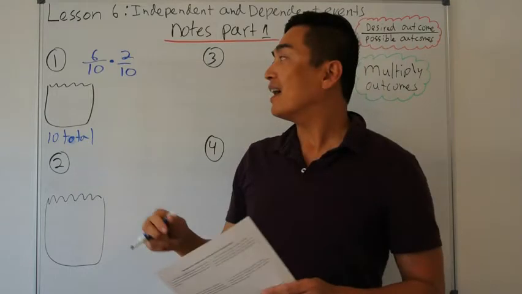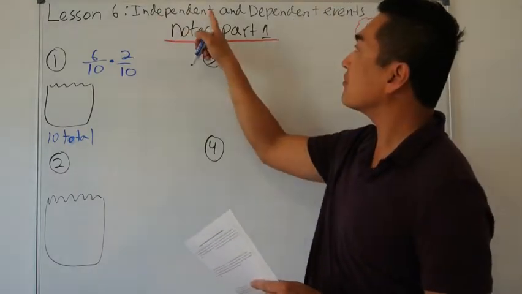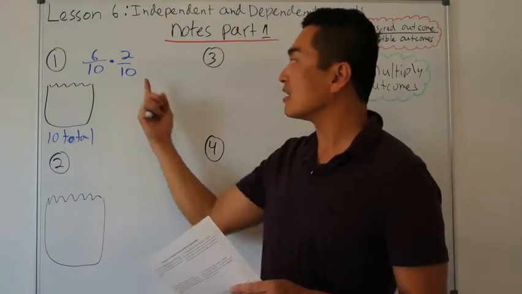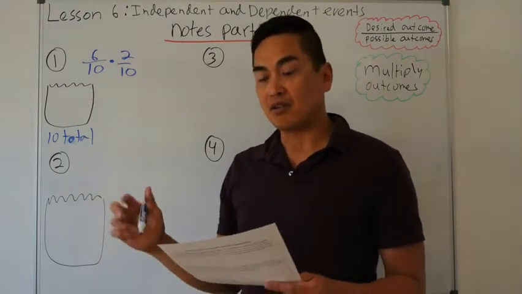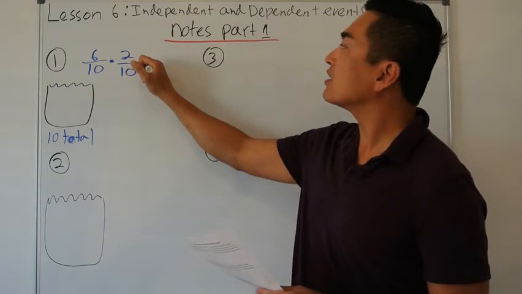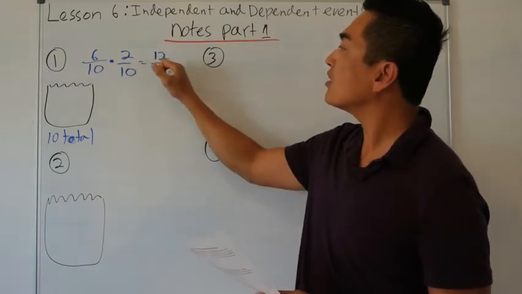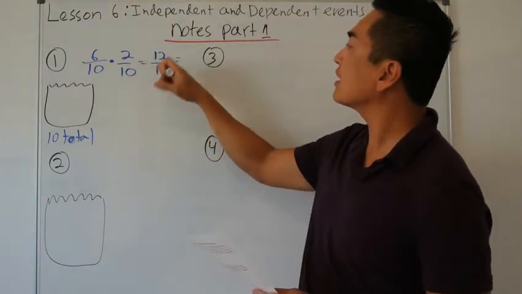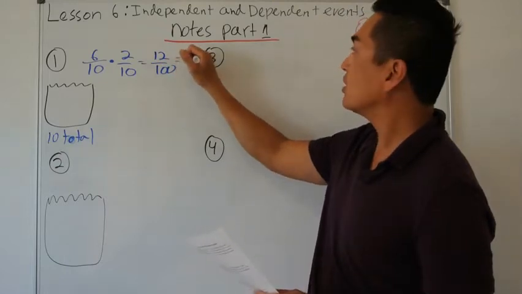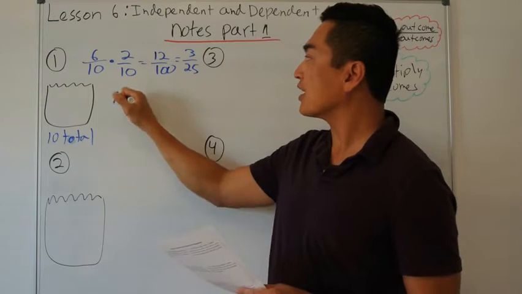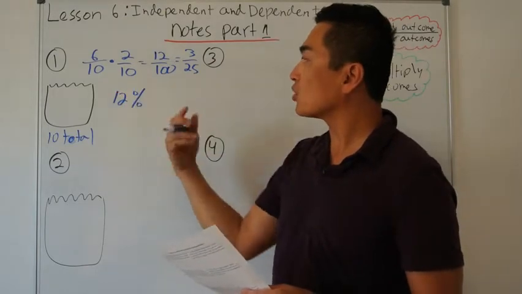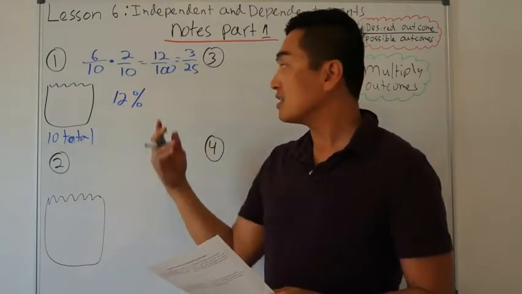All right? This is called an independent event. The reason why is because the 10 doesn't change because you put it back. We'll do dependent later on. Okay, so you multiply, you get 12 over 100. That's the same thing as 3 over 25. That would give you 12%. So the chance of you picking blue then red is 12%.